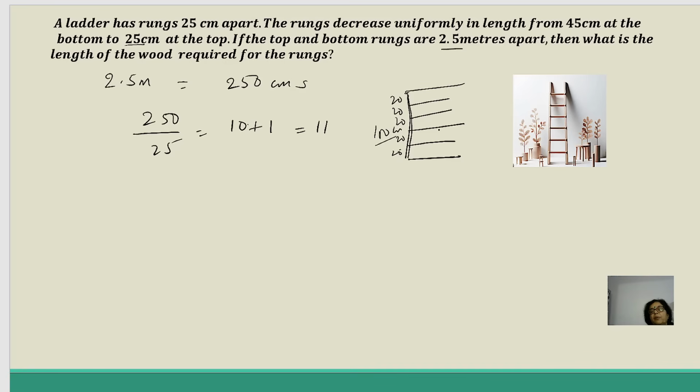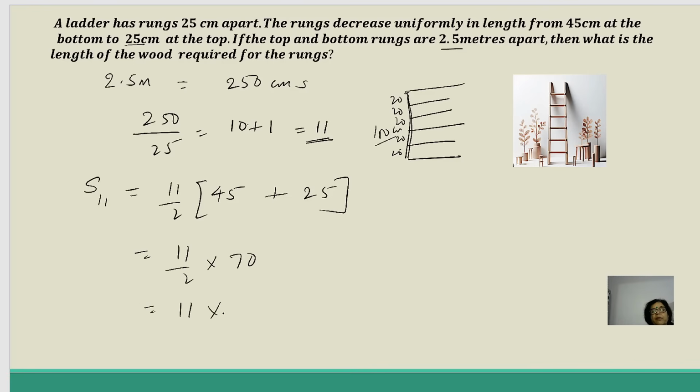So altogether the number of rungs will be 6. Similarly here there will be 11 rungs in this particular ladder. So the length of the foot will be S11 is equal to 11 by 2. The first rung has the measurement of 45 and the last one has 25 centimeters. So this becomes 11 by 2 into 70. That is equal to 11 into 35. That is equal to 385 centimeters, which is equal to 3.85 meters.